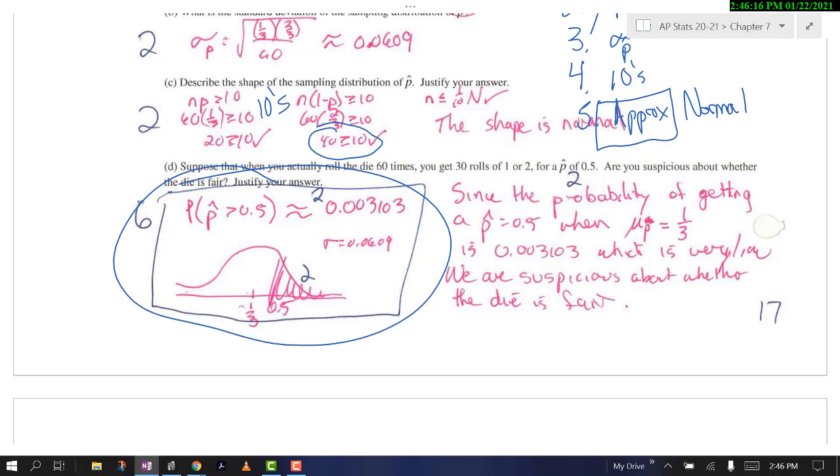We need the distribution drawn out with the mean labeled, the value that we're trying to find, the shading, and the standard deviation there. So it gives all the information. And then since the probability of getting a p-hat of 0.5 when the mean is 1/3 is 0.003103, which is very low, we're suspicious about whether the die is fair. It's not very likely that we get a p-hat of 0.5 when the mean is 1/3. So that's what we're talking about there. If we have some questions on that, we can discuss that a little bit more.